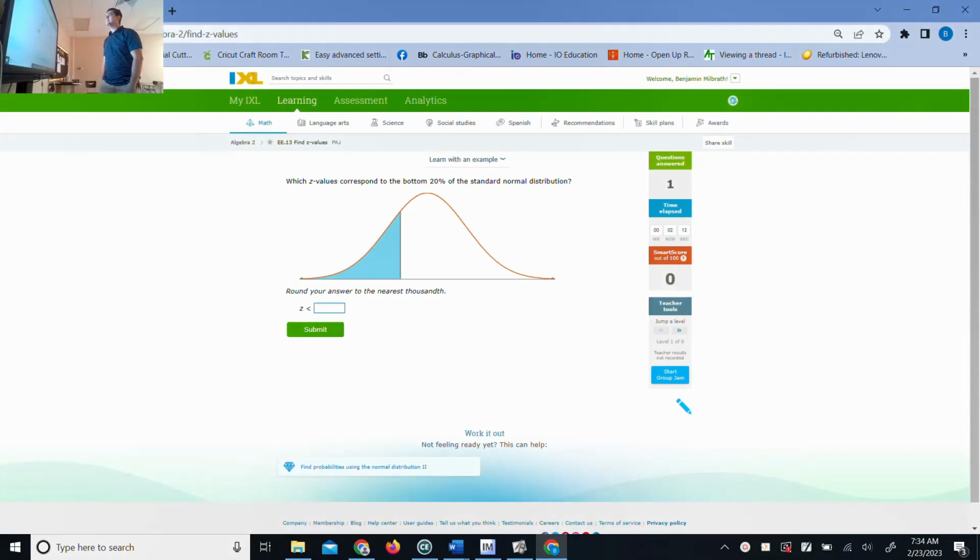So this is IXL EE13, find z-values. I'm a little rusty on this. I haven't done it in probably 2 years, but I don't remember it being hard, so we'll go with it.